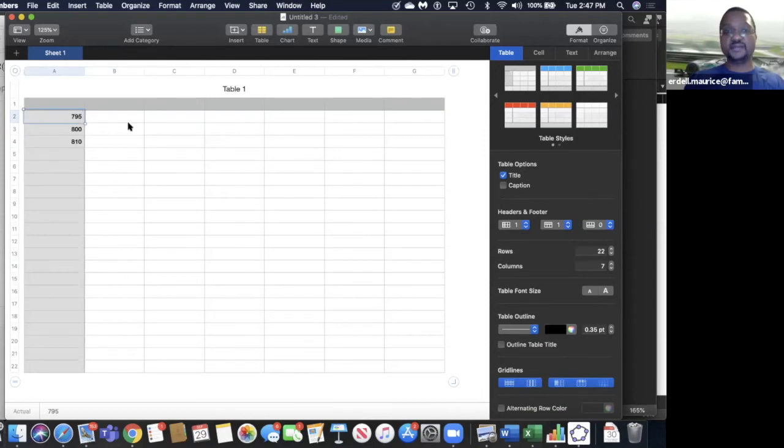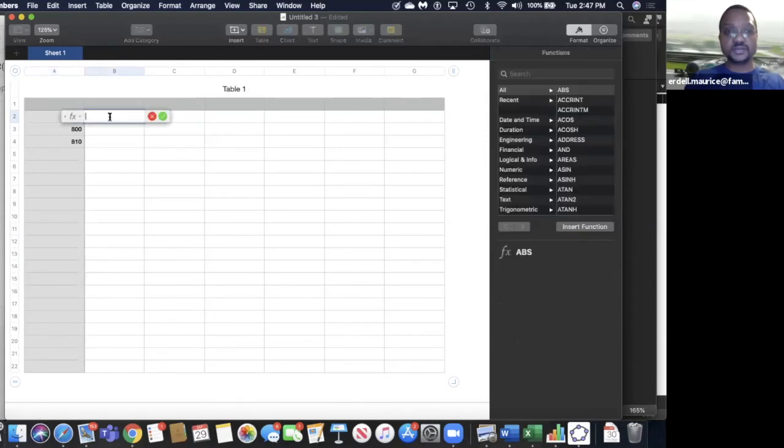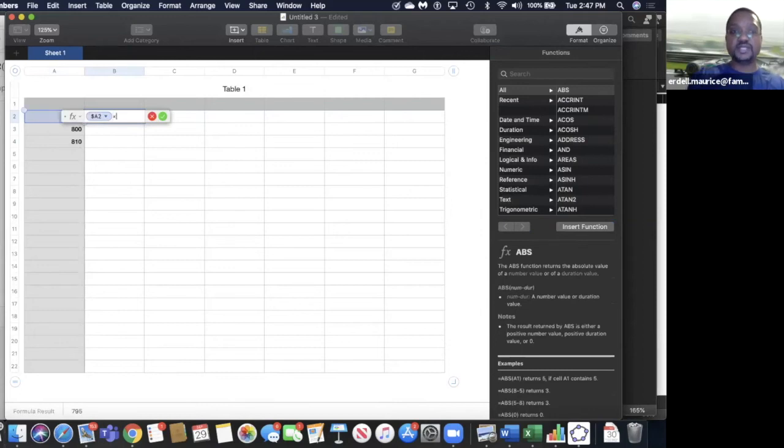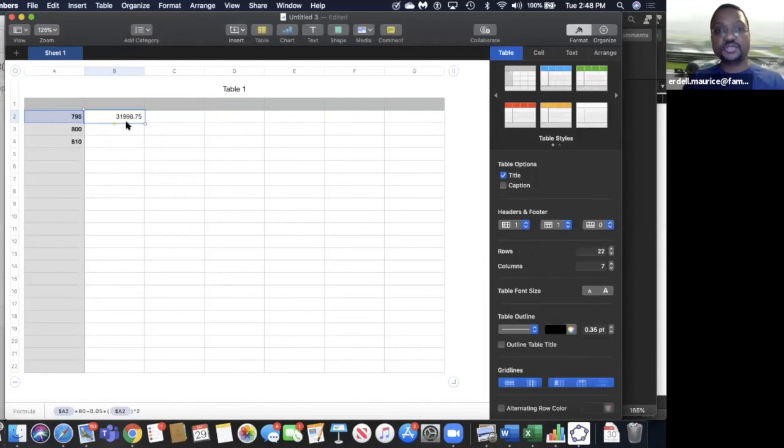And so for 795, this is equal to 795 multiplied by 80 minus 0.05, negative 0.5 star, open parentheses, 795 squared. And so this is what you should have gotten for the first one, 31,998.75. For the next one, you should have gotten 32,000. And for the next one, you should have gotten 31,995.